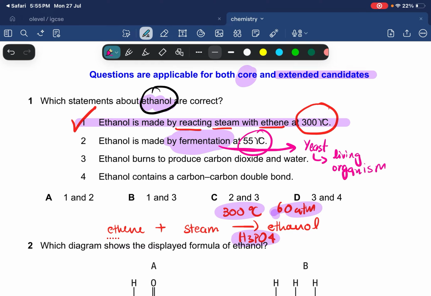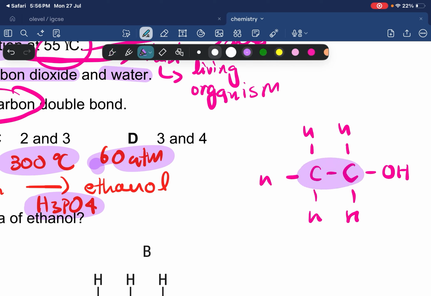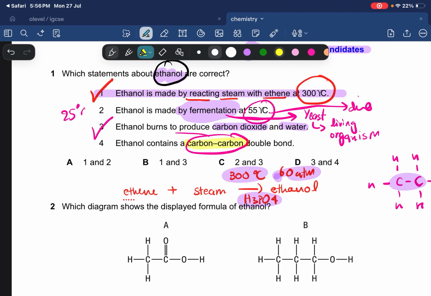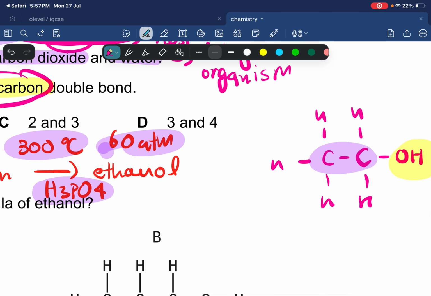Ethanol contains a carbon-carbon double bond. No, it does not contain. If we draw the structure of ethanol, it is a carbon bonded to a carbon, and the last carbon has, or the first, you can start the counting from anywhere, an OH group attached to it. So there are just two carbons, and then there's an OH group attached. This is ethanol. So there's no carbon-carbon double bond. Well, if it was ethene, then there could have been a carbon-carbon double bond. That would be ethenol, not ethanol.